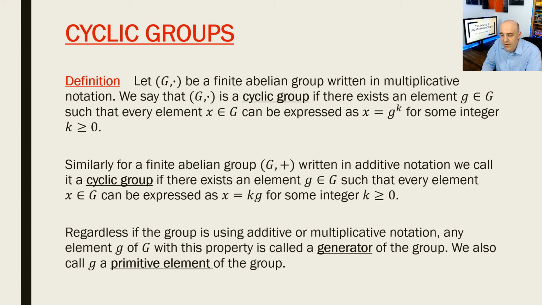And very similarly, no real difference if we're writing our abelian group with additive notation. For this group to be cyclic just means that there's some element g in G such that every element x can be written as x is equal to k times g for some integer k greater than or equal to 0. Now, regardless of whether we're using additive or multiplicative notation, such an element g is called a generator, and it's also called a primitive element.